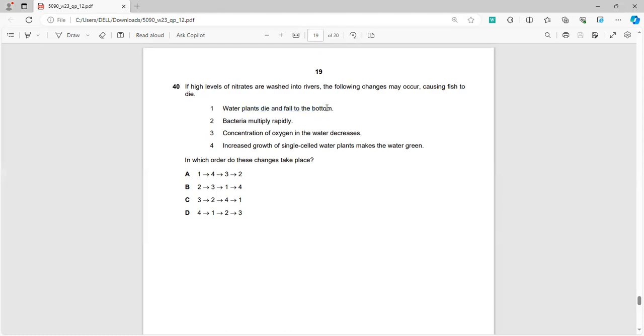So why do they die at the bottom? Because they can't survive without the presence of oxygen. So the correct option would be D.